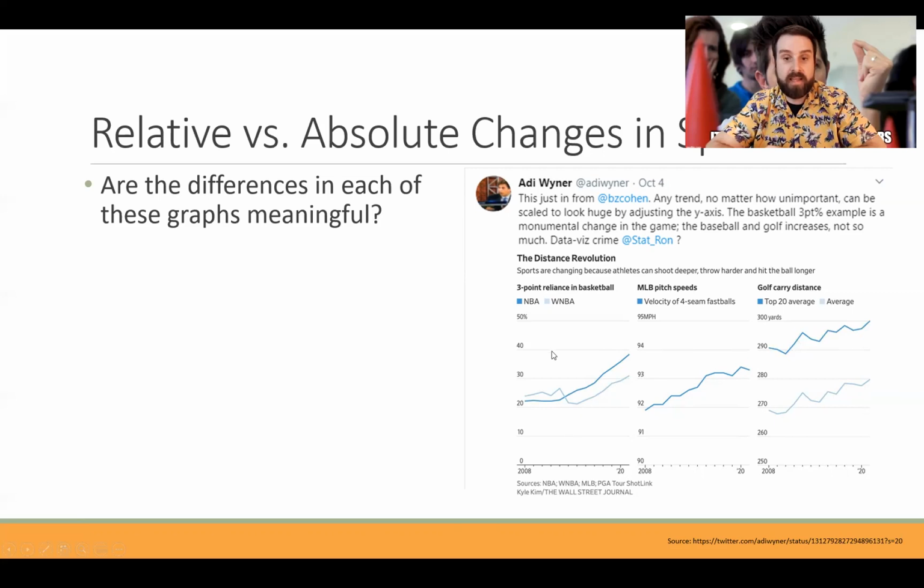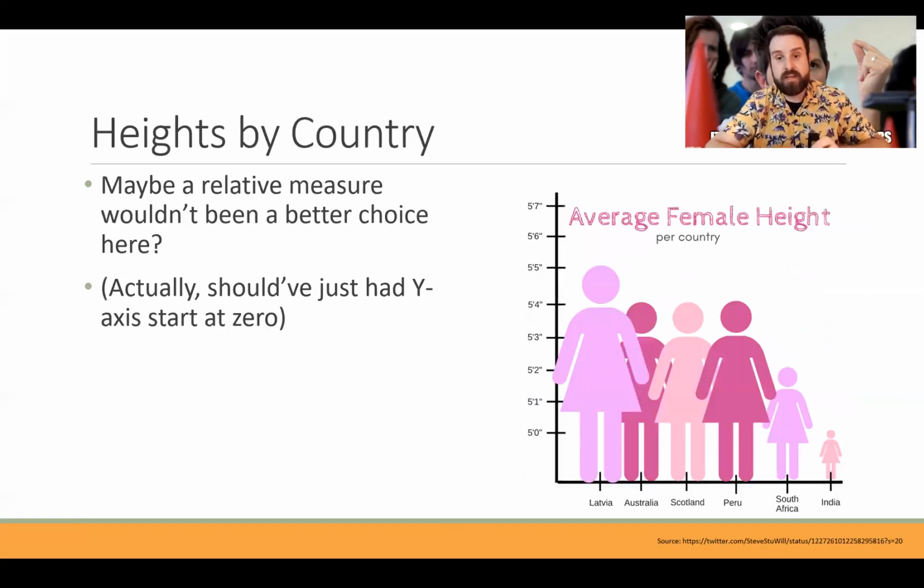Whereas you're nearly doubling in the NBA and you're increasing only about 1% in MLB, but these three graphs look almost the same. You see how you can really mislead people? Check your axes. Make sure you're sending the message you want.